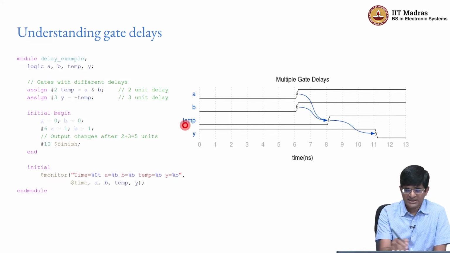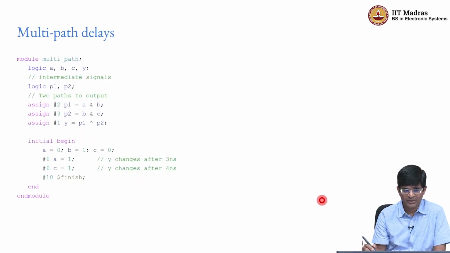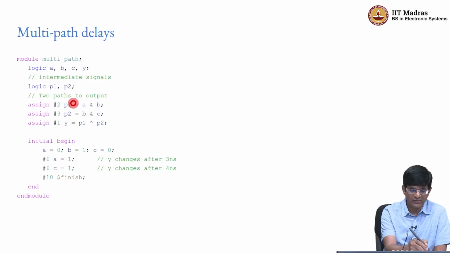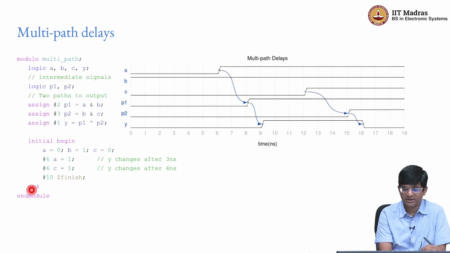Okay, so this, in other words, is a simple way of modeling basic kinds of delays. You could also have multi-path delays. What that means is I have multiple assignment statements over here, and what I am saying is, look at this y. It depends on P1 and on P2, and P1 and P2 individually are coming from multiple different sources, each with different delays.